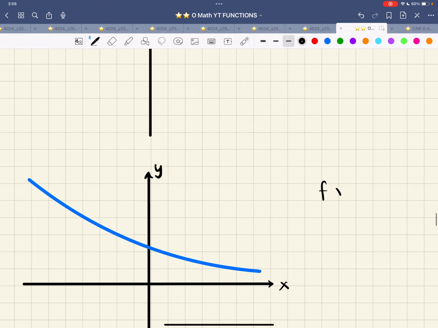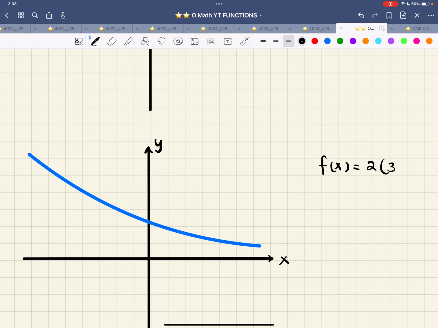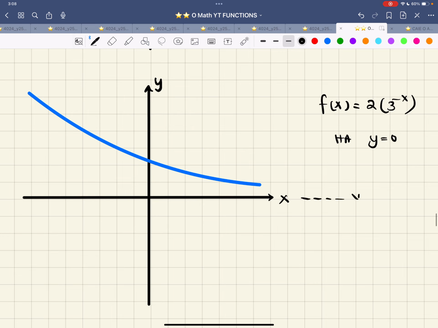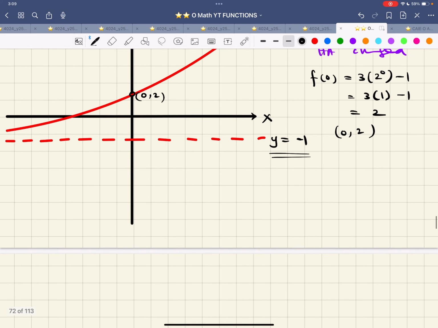Similarly, if I write f(x) as, let me put 2 on the outside, 3 on the inside, it would still be the same. The horizontal asymptote is still y is equals to 0, like this. And if I plug in 0, that is 2 into 3 raised to power of 0, which is 2. So this is (0, 2). So now I think everything is filled up like this.